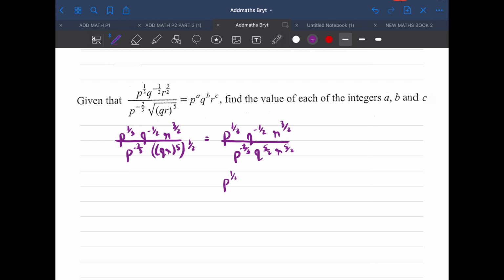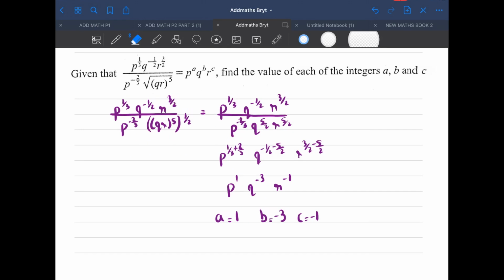Let's shift this in the numerator. Q power minus half minus 5 upon 2. R power 3 upon 2 minus 5 upon 2. So it's going to become p power 3 upon 3, that's 1. It's going to become minus 6 upon 2, that's minus 3. And here it's going to become minus 2 upon 2, that's negative 1. My value of A will be 1, B will be minus 3, and C will be minus 1. Got till this point, guys?